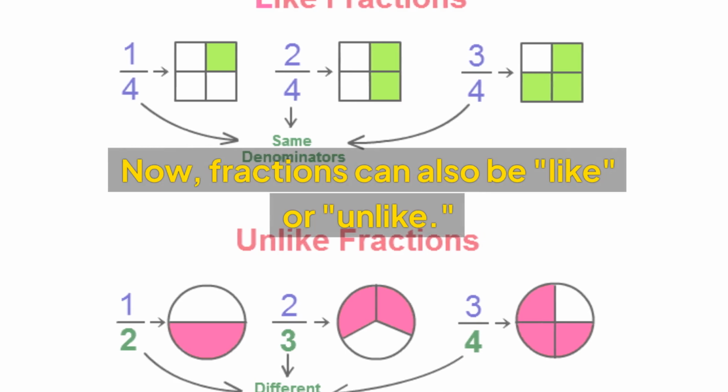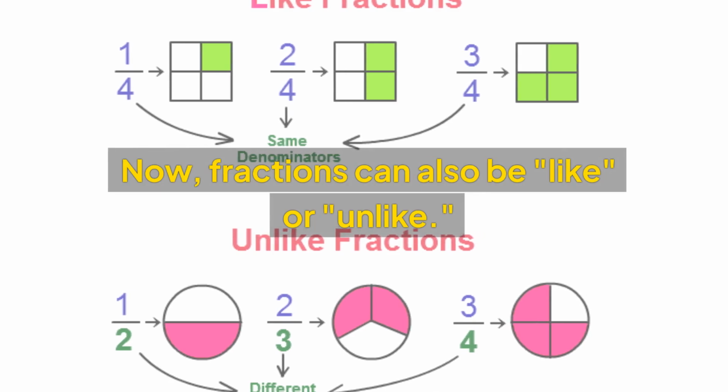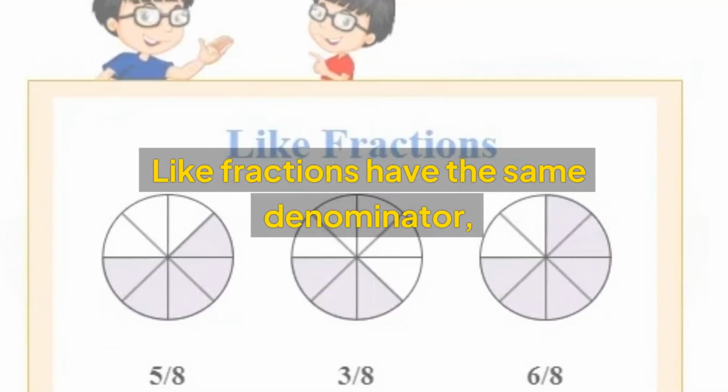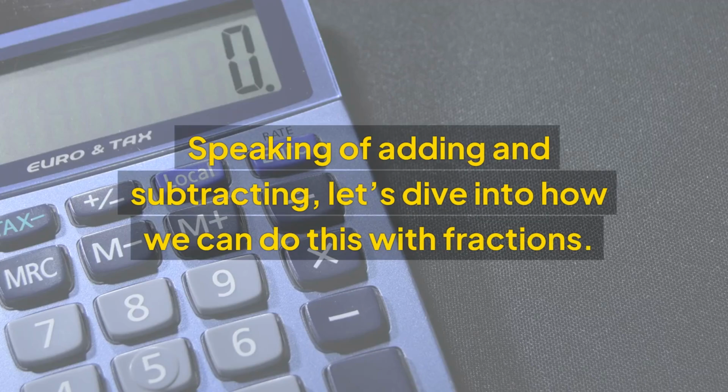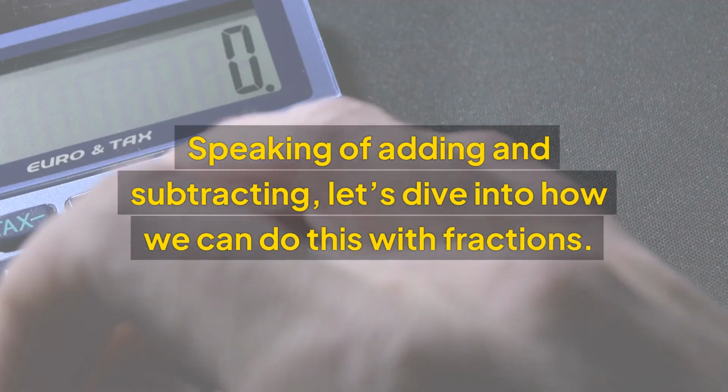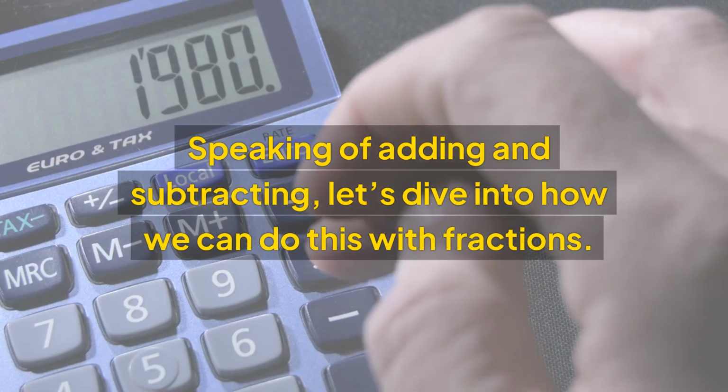Now, fractions can also be like or unlike. Like fractions have the same denominator. And unlike fractions have different denominators. To work with unlike fractions, like when adding or subtracting, we first convert them to like fractions by finding a common denominator. Speaking of adding and subtracting, let's dive into how we can do this with fractions.